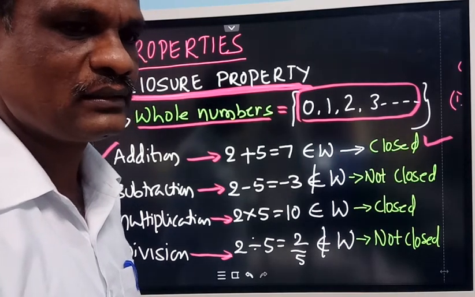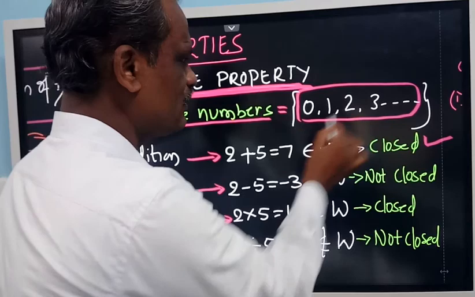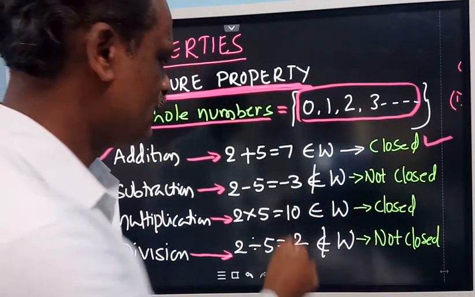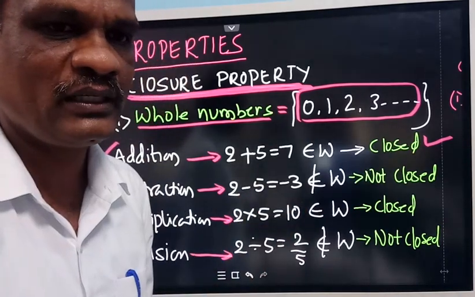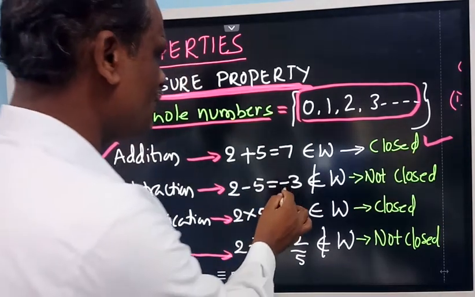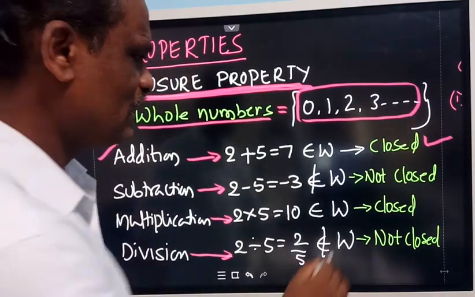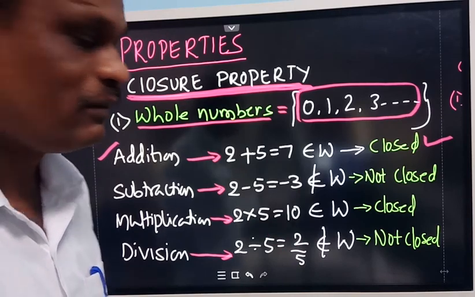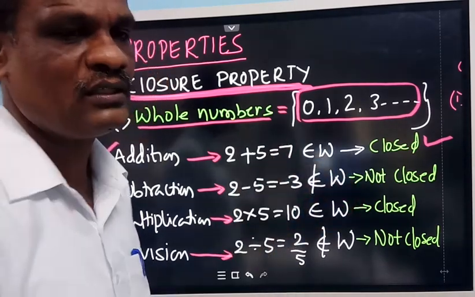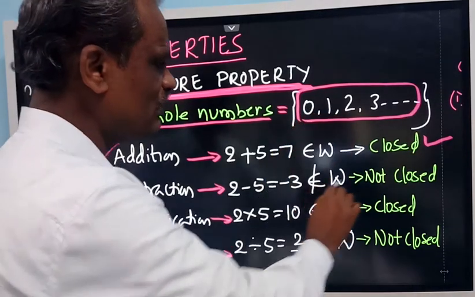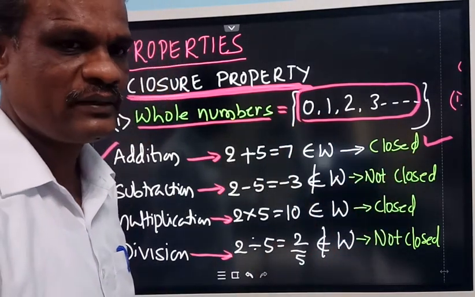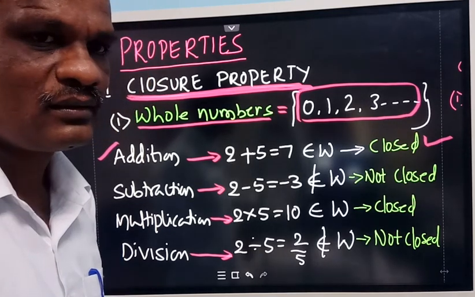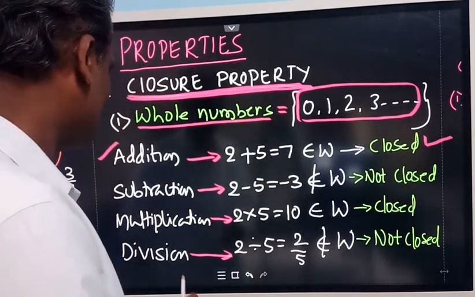It is not there. Whole numbers contain only positive numbers and a neutral number, 0. But 2 minus 5 is a negative number, so a negative number is not found in the whole numbers. Therefore, it is not closed. If you change it to 5 minus 2, it is 3, which is there. But if you take 2 minus 5, you will not get that number in the whole numbers. Therefore, whole numbers are not closed under subtraction. Okay, let us come to multiplication now.